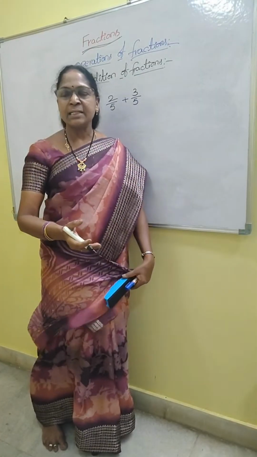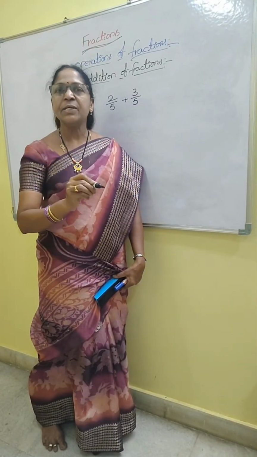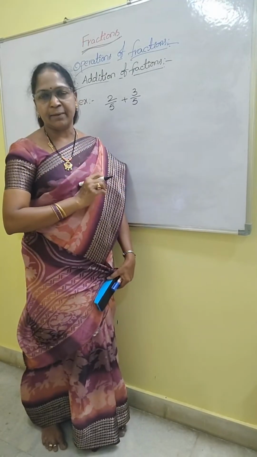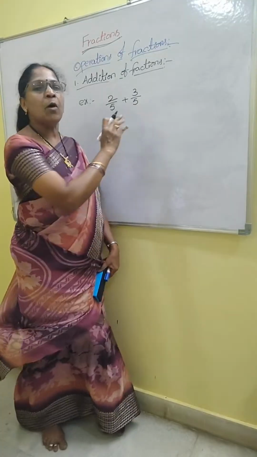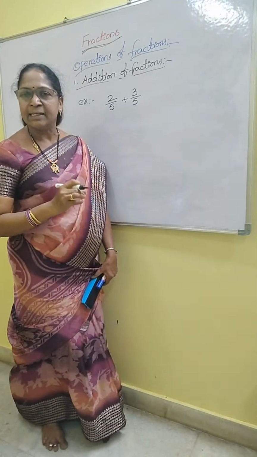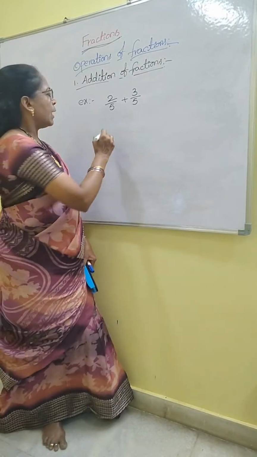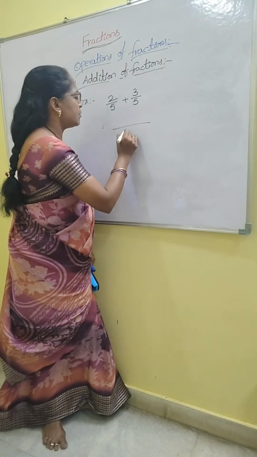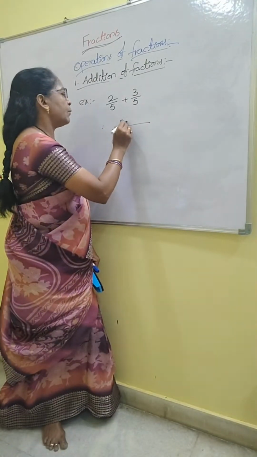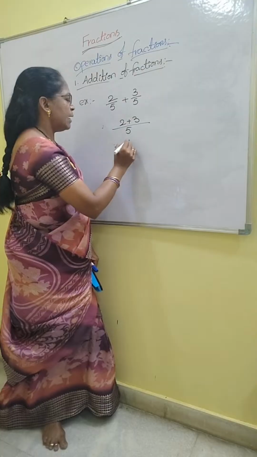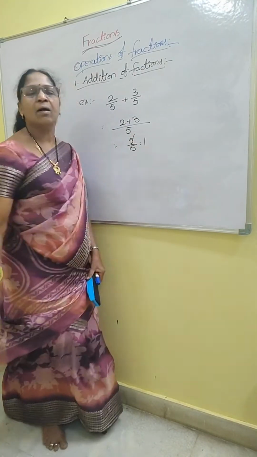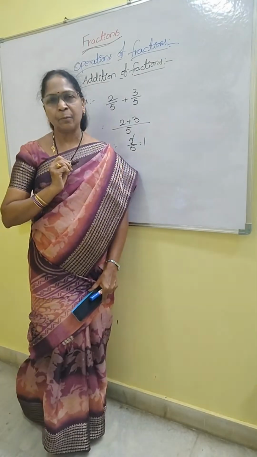Whenever like fractions are given, whenever you are doing addition or subtraction, you can simply solve it. Simply write the denominator as it is and add the numerators directly. That is the procedure. Now here the denominator is 5 and the numerators are 2 plus 3, which equals 5 by 5. Again we are getting 1 as the answer.